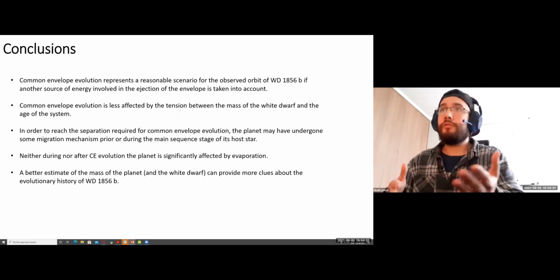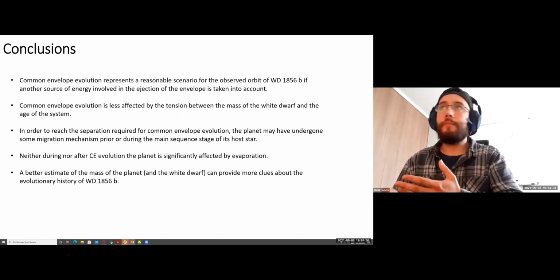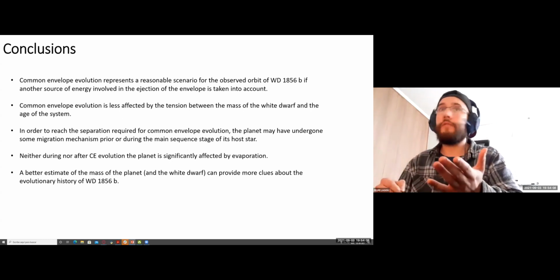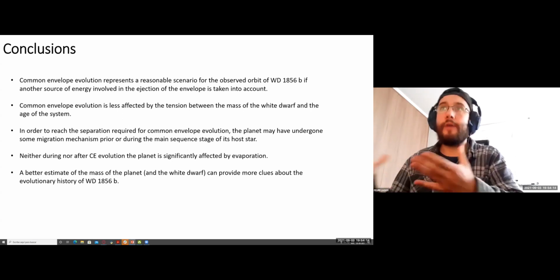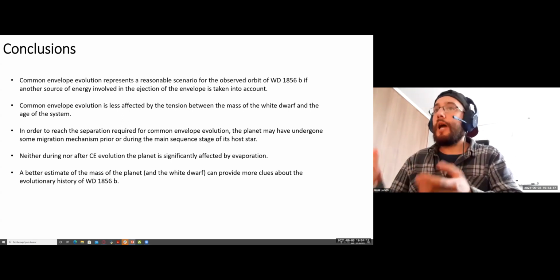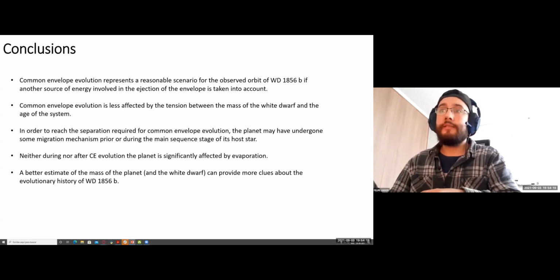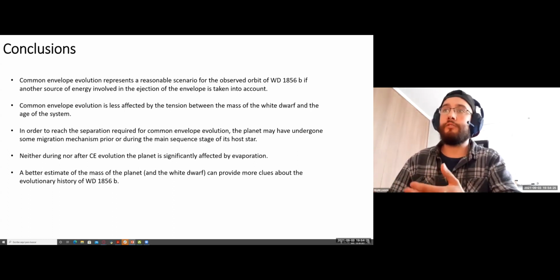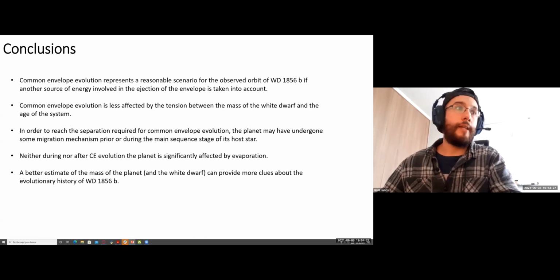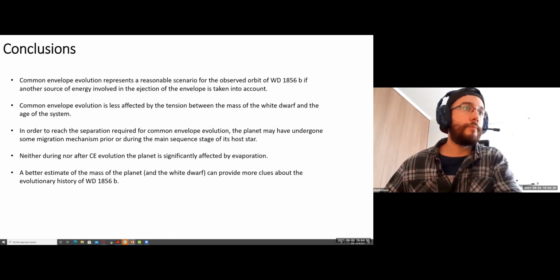As Luke previously mentioned, it could be a multiplanetary system, or in the case of the work of Merlot et al., it could be a wave induced by convection during the red giant branch. Also, a better estimate of the mass of the planet and the white dwarf can provide more clues about the evolutionary history of this planet candidate. So that's all. Thank you very much.